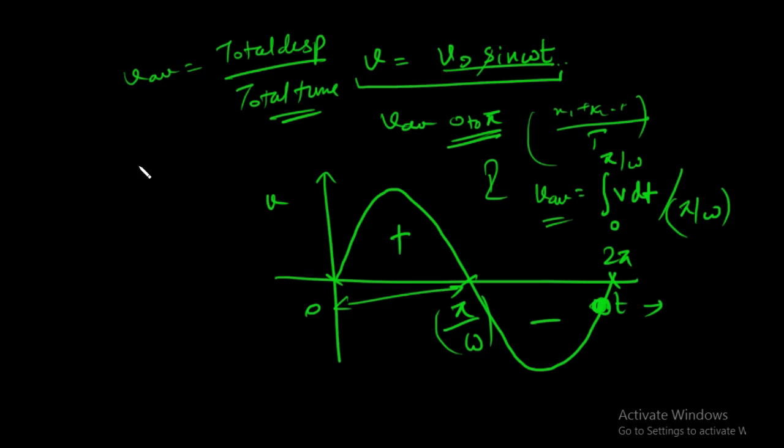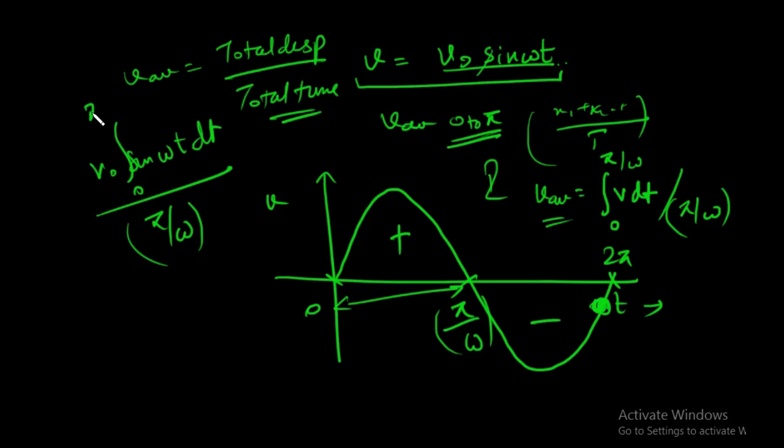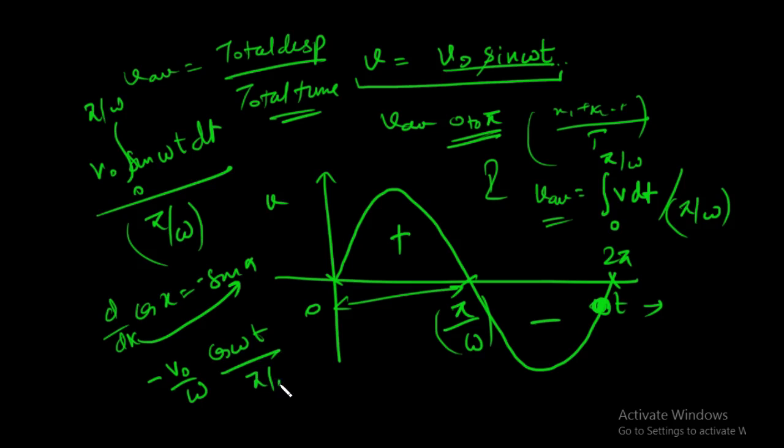Alright, so we just integrate v naught sin omega t dt, divided by pi by omega, and this goes from 0 to pi over omega. Integration of sin x dx is minus cos x, because the derivative d by dx of cos x is minus sin x. So integration of sin x dx becomes minus cos x. This means this would be minus v naught cos omega t by omega, divided by pi over omega, and this goes from 0 to pi by omega, right?